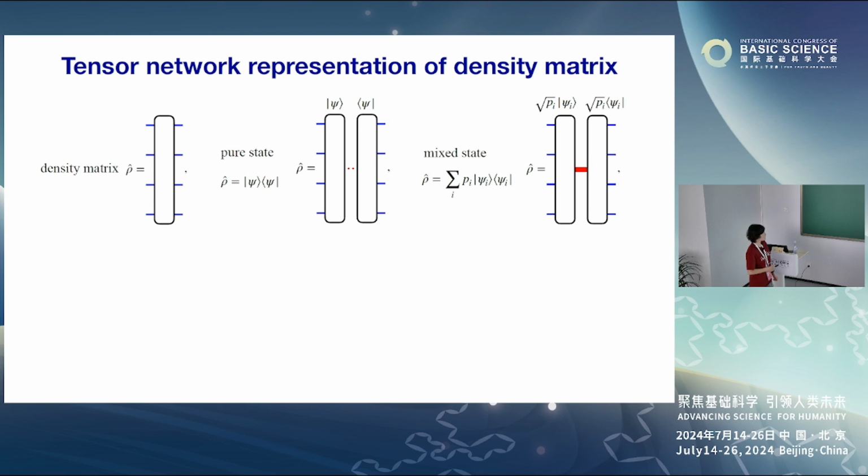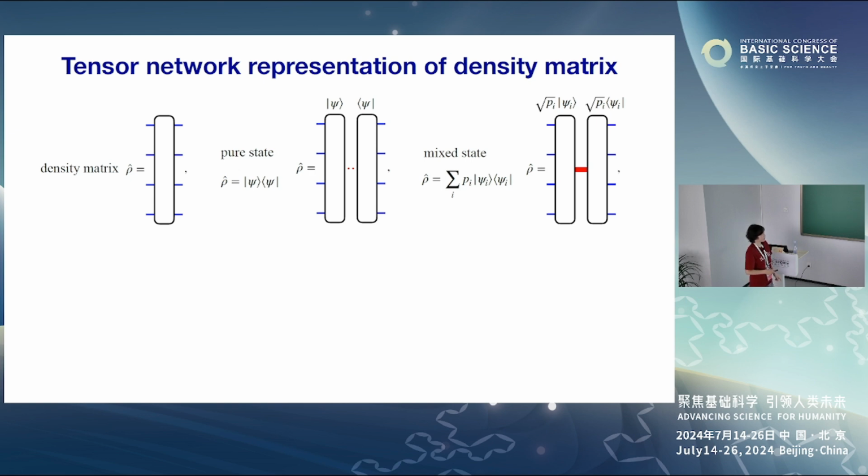The density matrix is like a matrix, so we can regard it as having row indices and column indices. For the pure state, it's the direct product of a bra and a ket. Here I draw a dashed line in between. This shows that it's a pure state, or we can regard the bond dimension as only one.